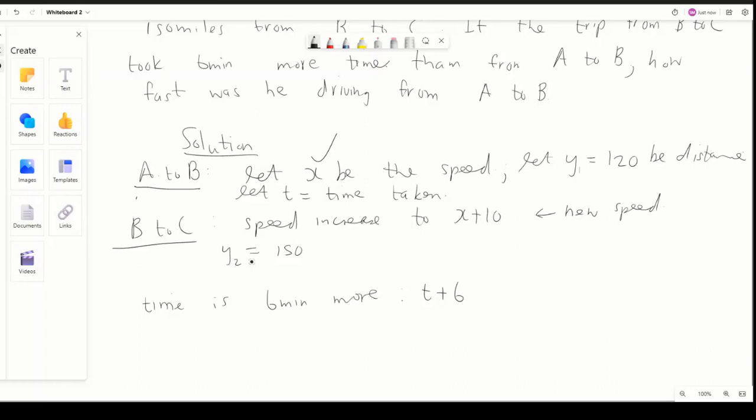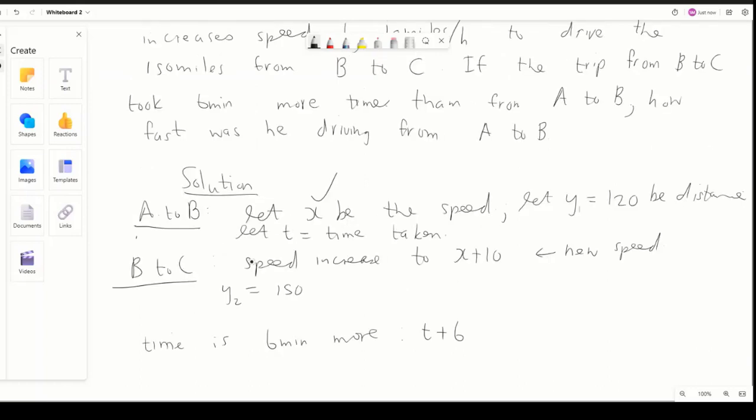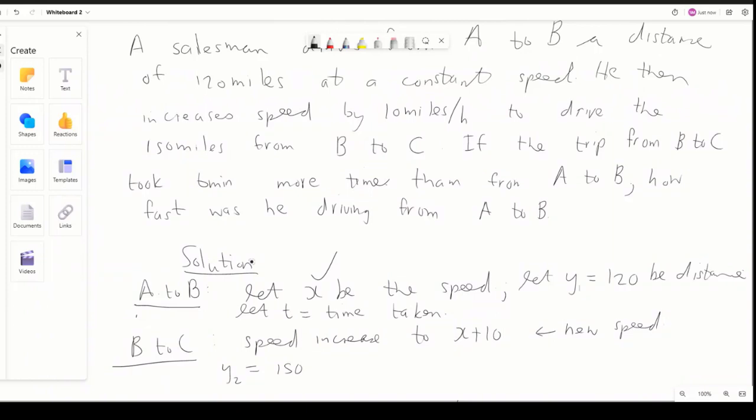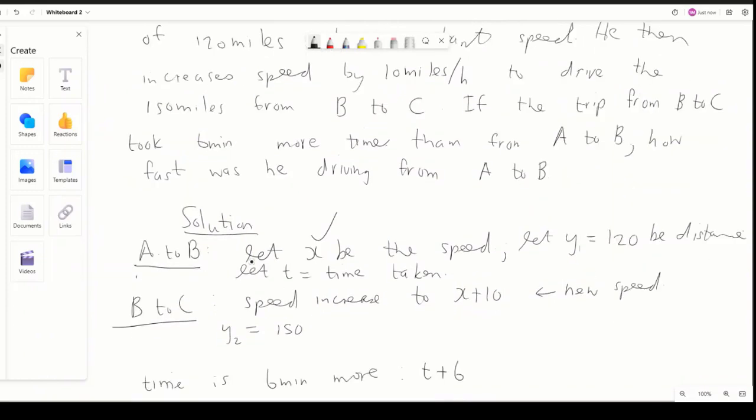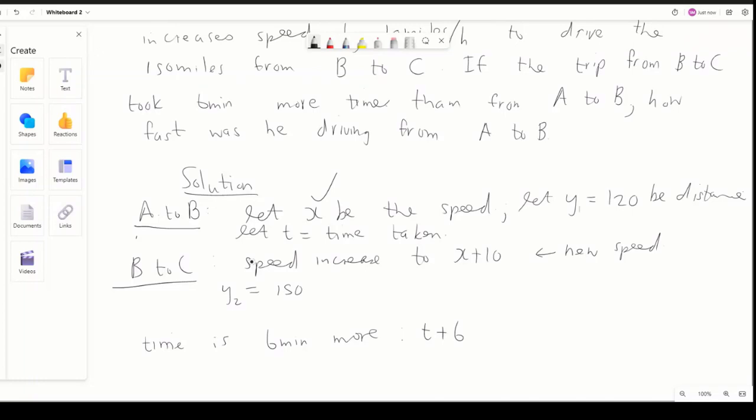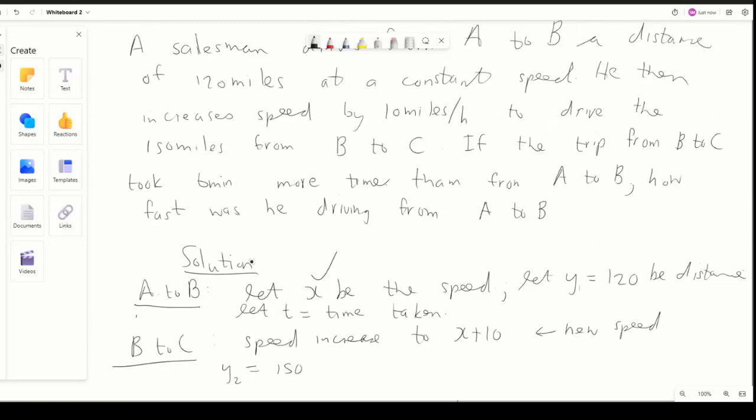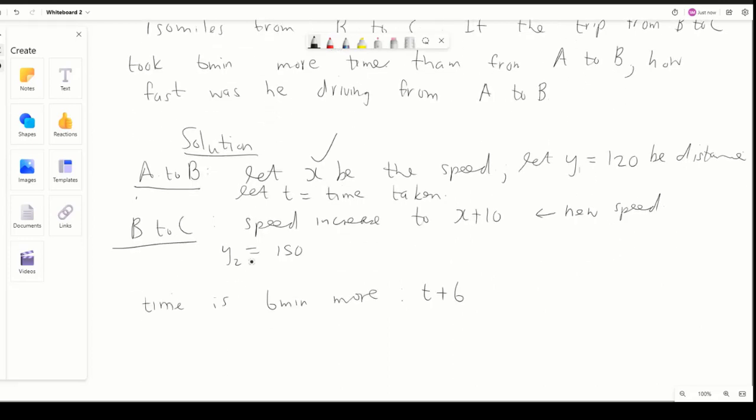Can you see that, guys? Okay. But of course, here we speak of hours and minutes, so we'll have to convert everything now to one standard. They speak of miles in terms of distance, and miles per hour in terms of speed. So we'll have to change this 6 minutes to hours to be consistent with that. It won't make sense to work with T plus 6 minutes. What is 6 minutes of 1 hour?